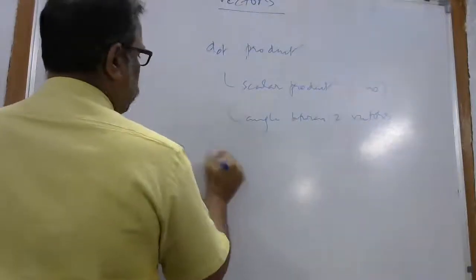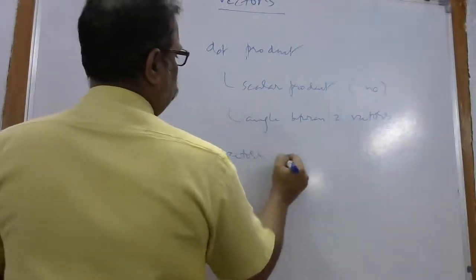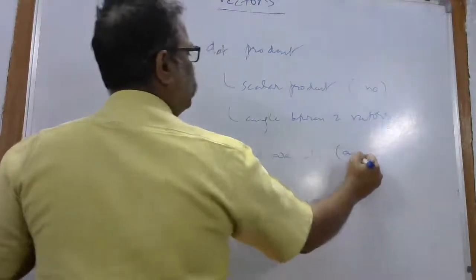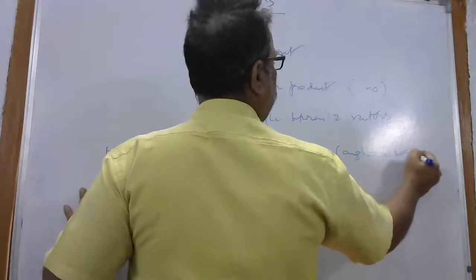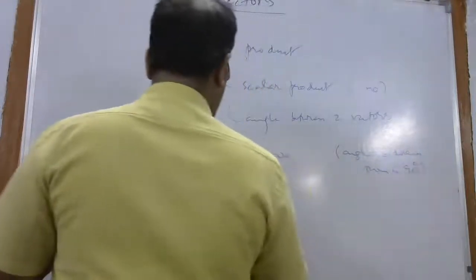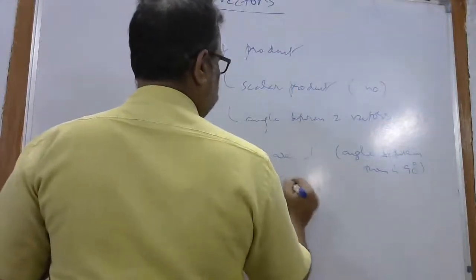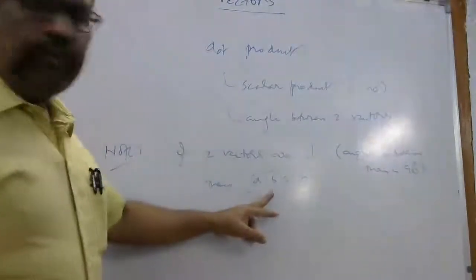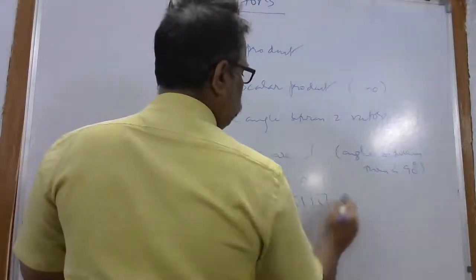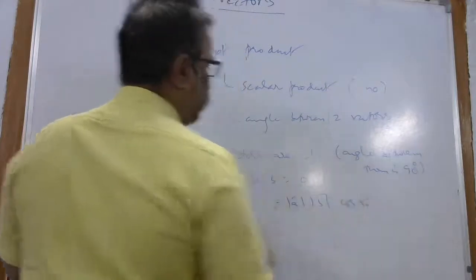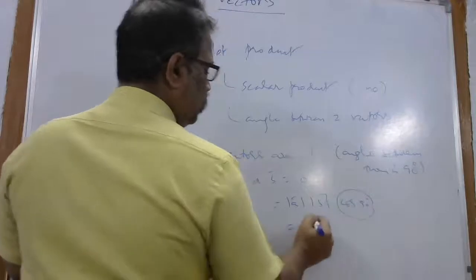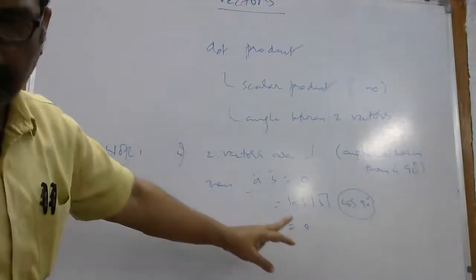If two vectors are perpendicular, it means the angle between them is 90 degrees. That is called perpendicular vectors. Then A bar dot B bar is equal to 0. Because what is the formula? A bar dot B bar is mod A bar mod B bar into cos theta. The angle between perpendicular vectors is 90 only, so cos 90 is 0. Zero times anything is 0. So if the dot product is 0, they are called perpendicular vectors.